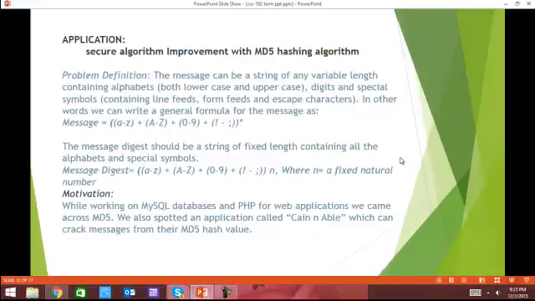Applications of NMAC MD5. The message can be a string of any variable length containing both lower and uppercase alphabets, digits, and special characters. The message digest is again a string of fixed length containing all the alphabets and special symbols. This security is used in MySQL databases and PHP for web applications.